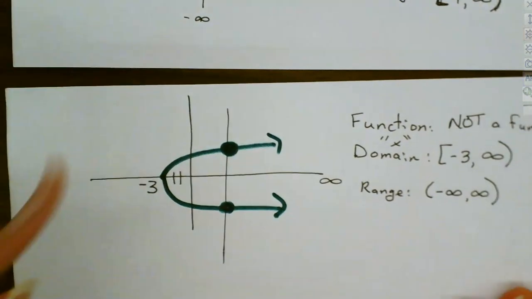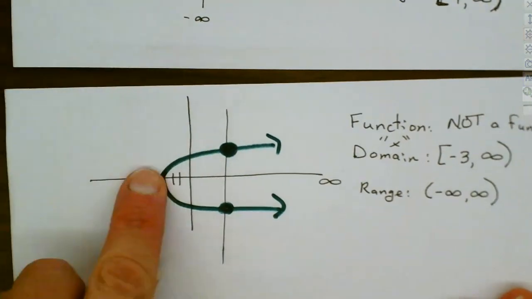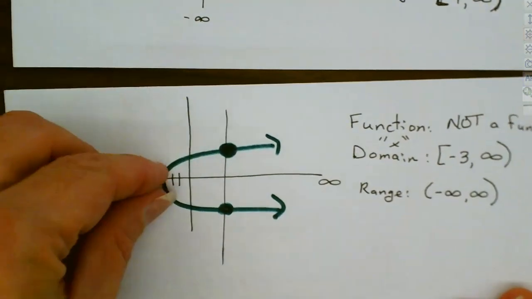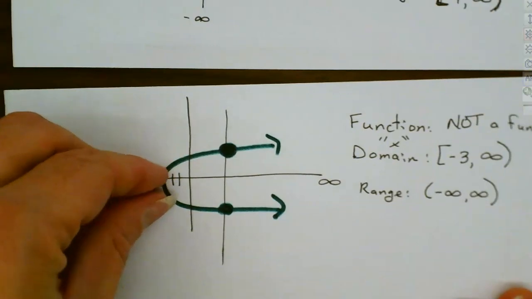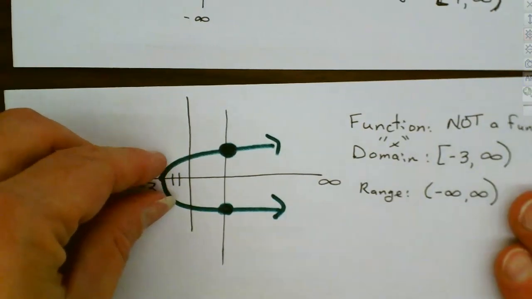Yeah, because we're only looking at the up and down part. Okay, so we're looking here. We look at what happens to this graph. And I don't care about the left and right part. I only look at the up and down.